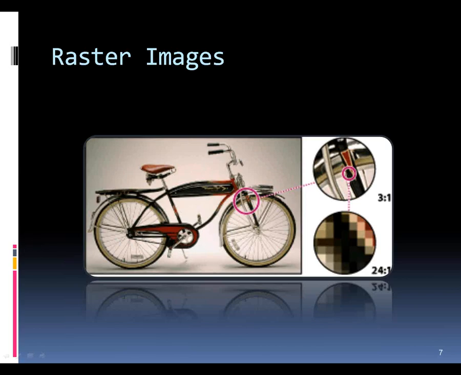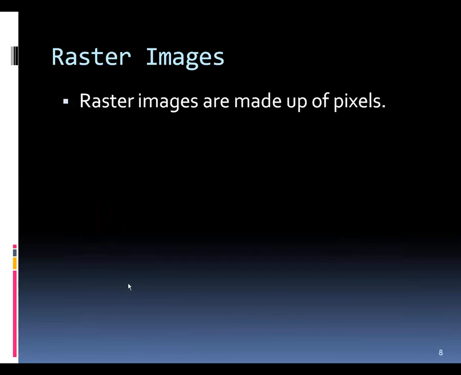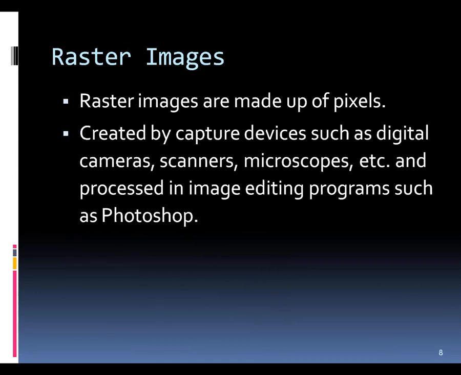Okay, so let me go into a little bit more detail on raster images. Raster images are made up of pixels, which by the way is short for picture elements. Now, unlike vector images, which are drawn, raster images are created by capture devices: digital cameras, scanners, microscopes. There's other stuff out there, I'm sure, but those are the three that come to my mind first. And you process them in image editing programs such as Photoshop. Photoshop is kind of the industry standard, but there are certainly other applications you can use to process raster images.